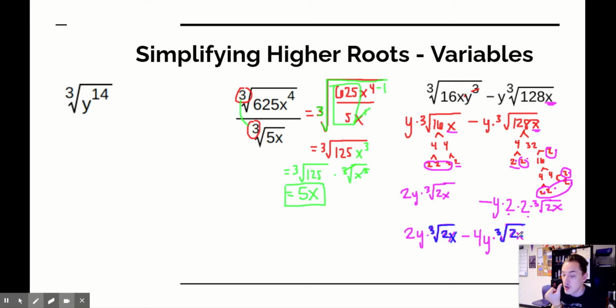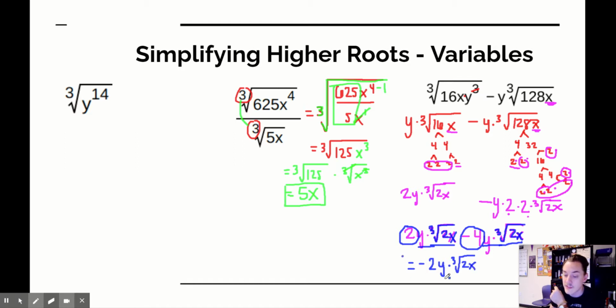Now that they are the same, I can actually combine these two together. What makes it even better is that you have the y attached to it as well. So literally all of it's like one big fat variable. So now all I have to do is take 2 minus 4, which gives me negative 2, and then the rest stays as a variable. And this is my final answer.